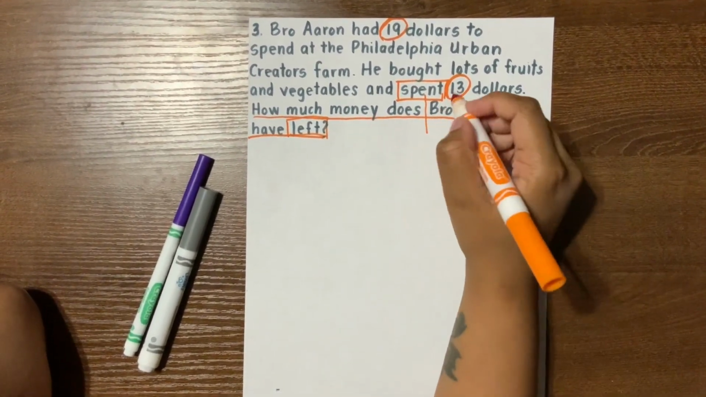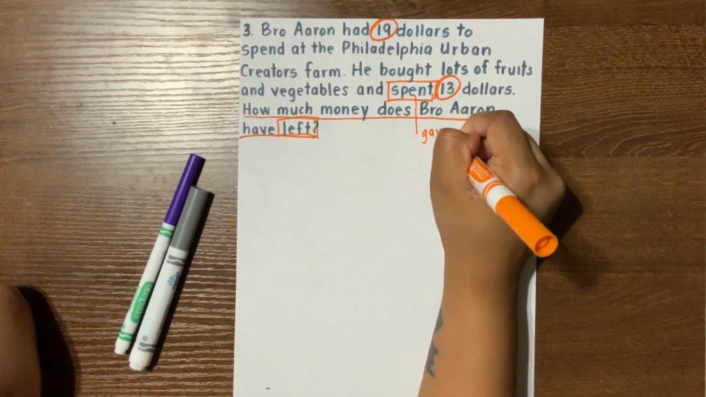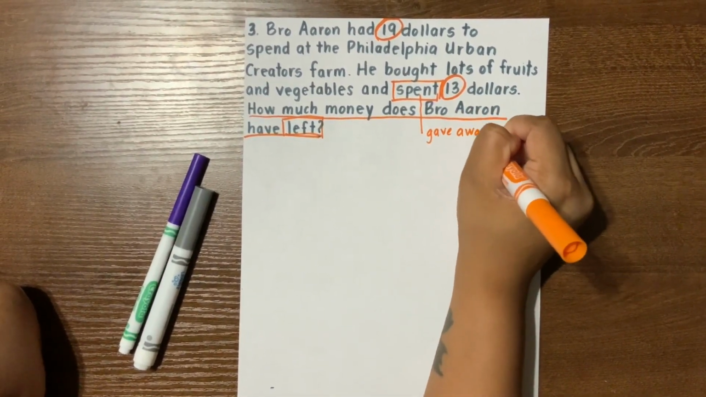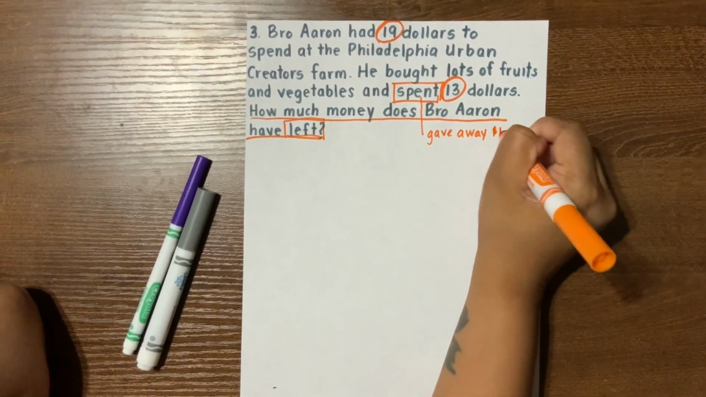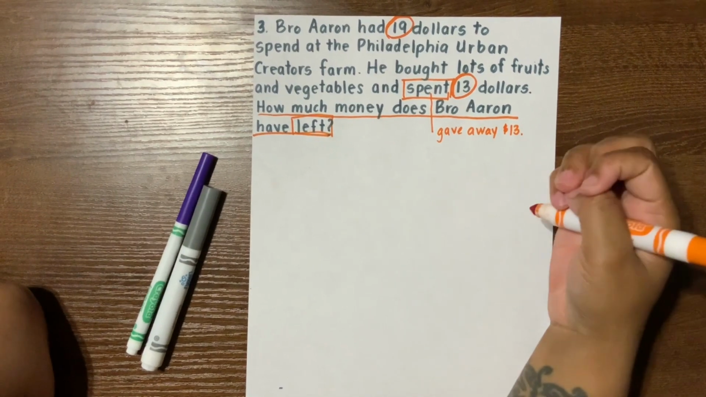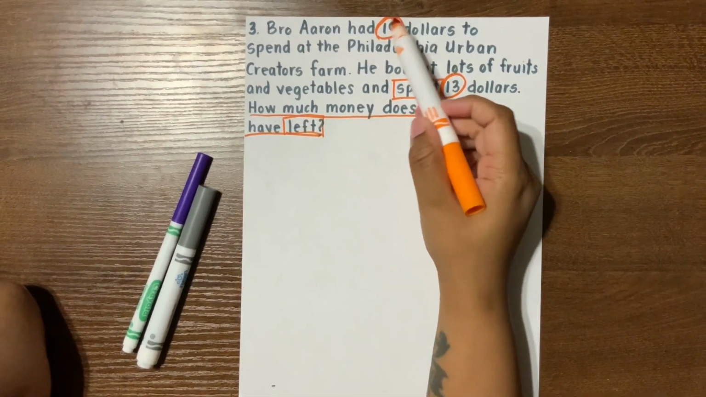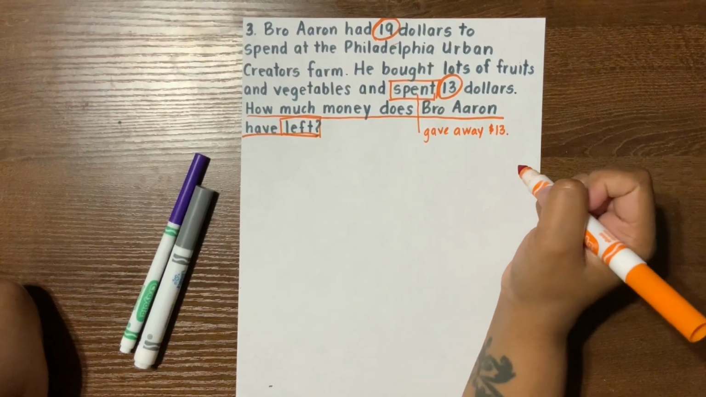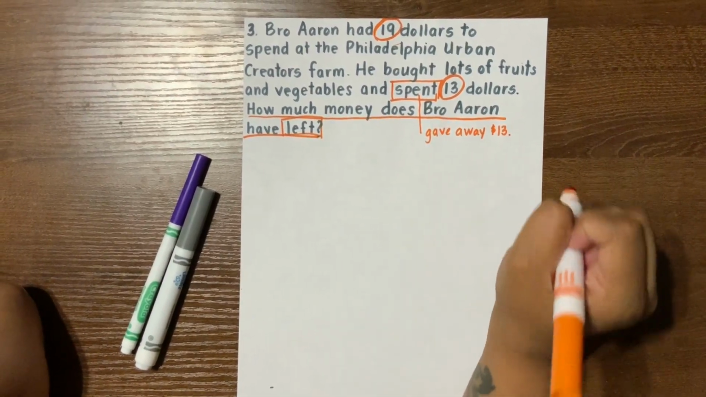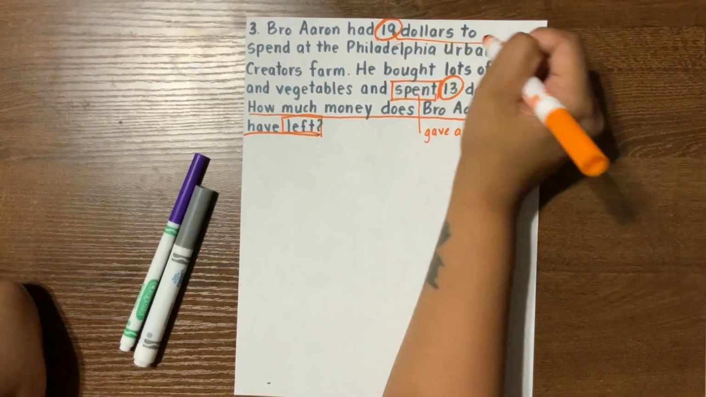Very good. He gave some money away. He gave away $13. So that means that we are taking away from his whole number. This number here, 19, does that represent Brother Aaron's whole number or his part? Very good. 19 is his whole number.